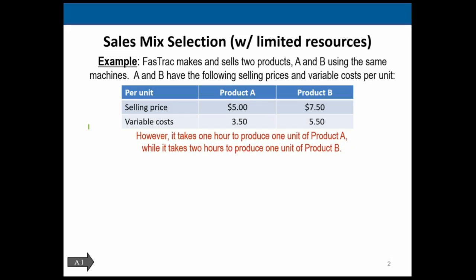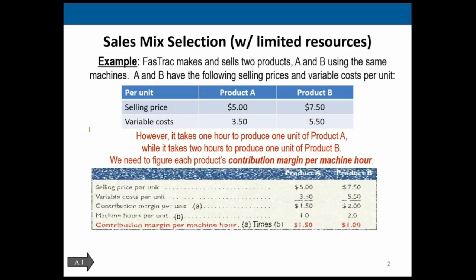Okay, so if we look at this, however, it takes 1 hour to produce 1 unit of product A, well, it takes 2 hours to produce a unit of product B. So that's one thing that we're going to have to consider if we have limited capacity in terms of production. So if there's a time constraint, the time constraint here being the machine hours, then we may need to consider the cost per machine hour in this type of fashion.